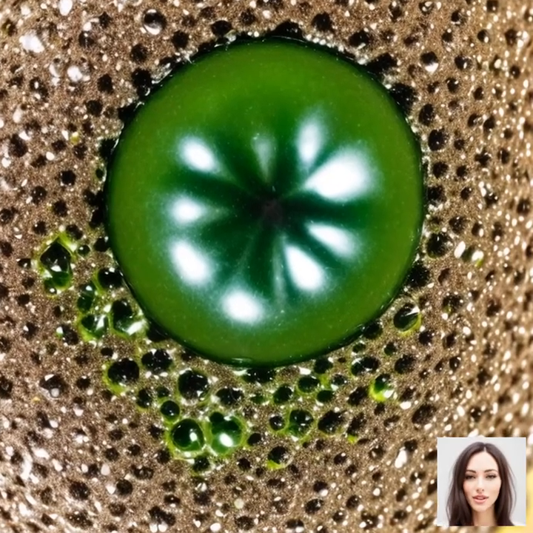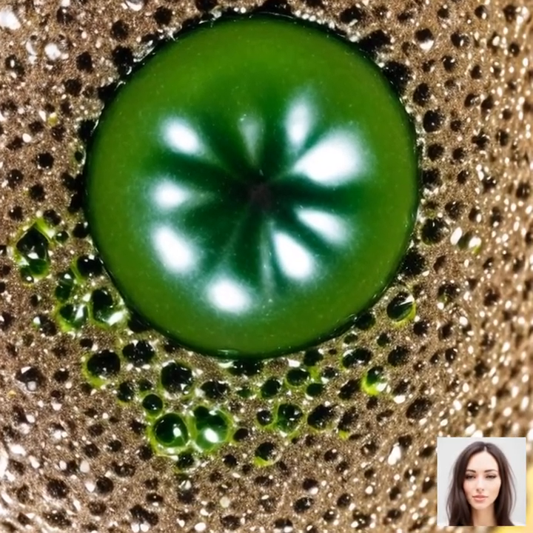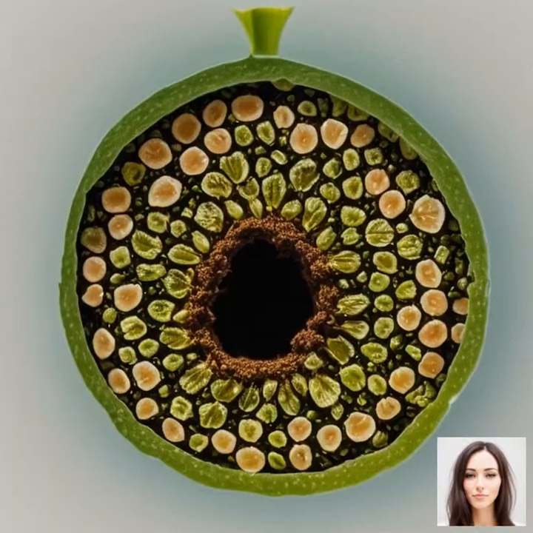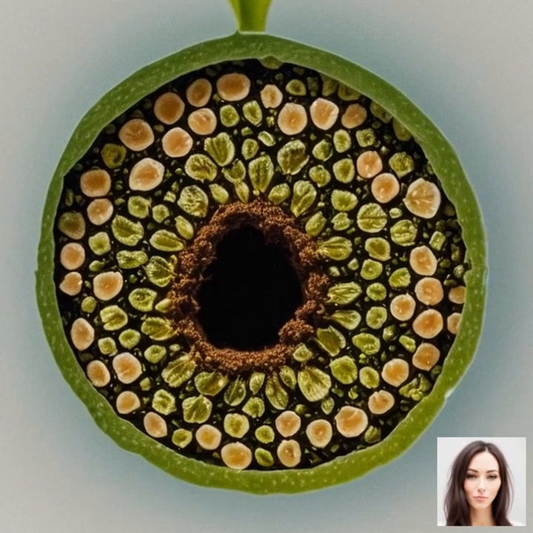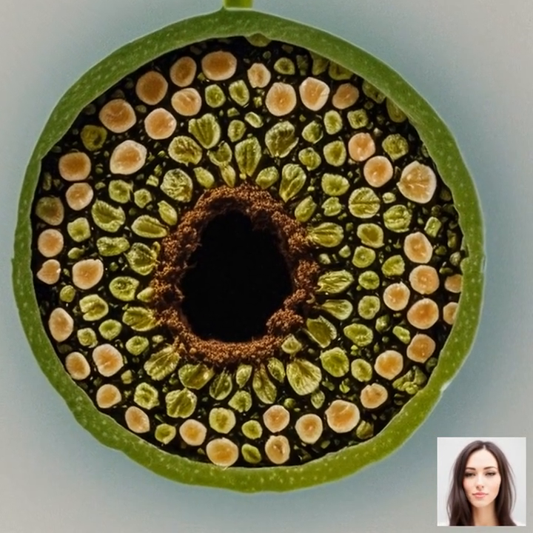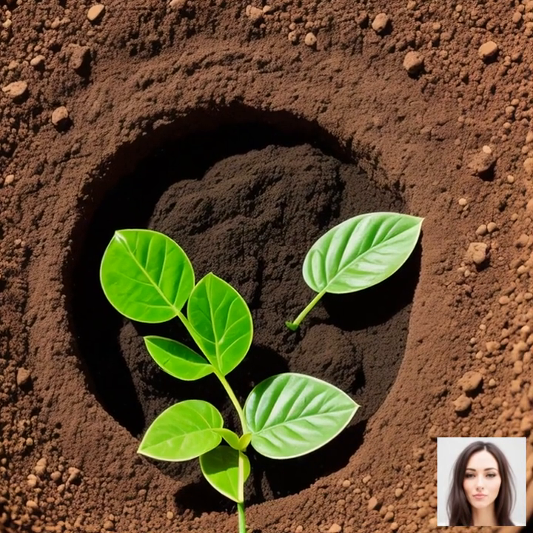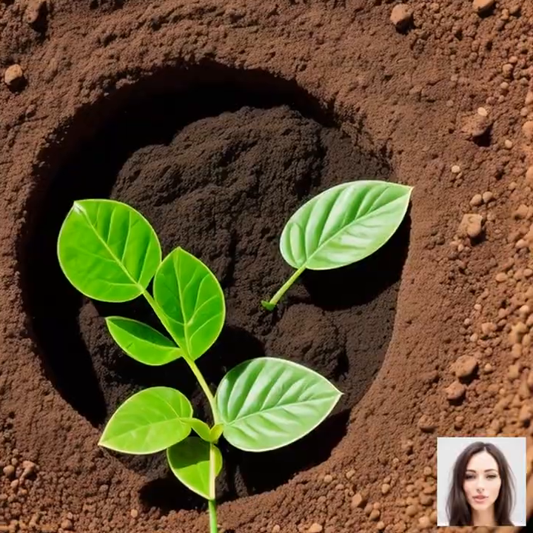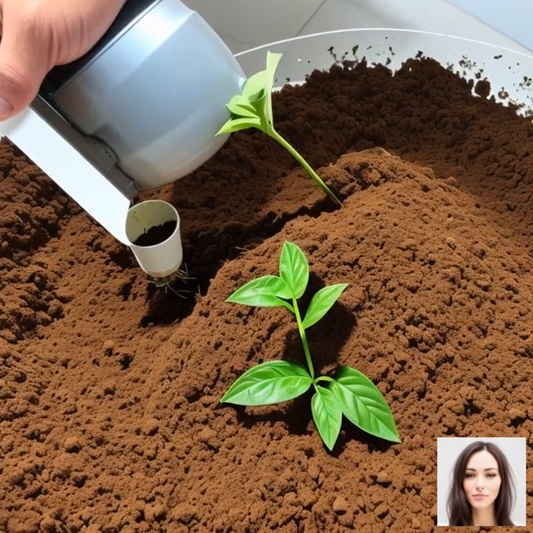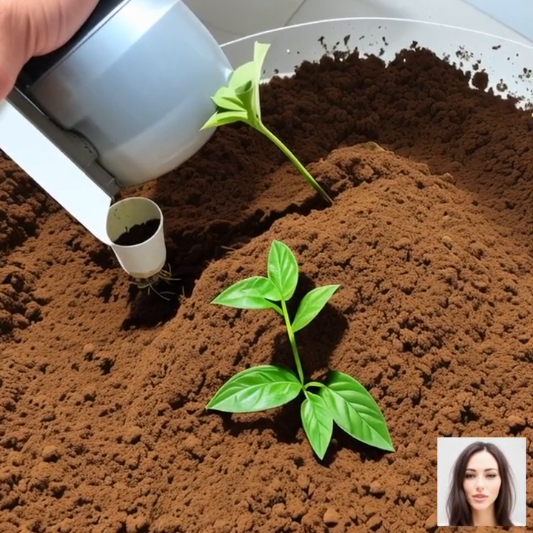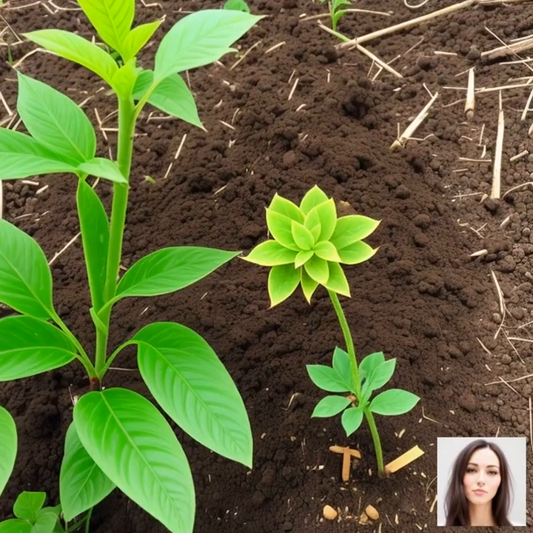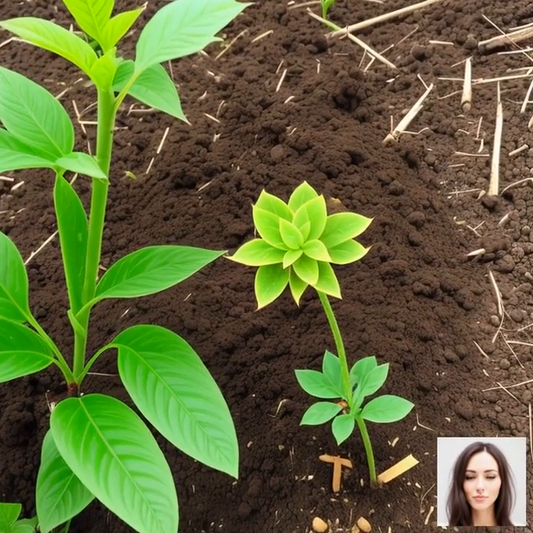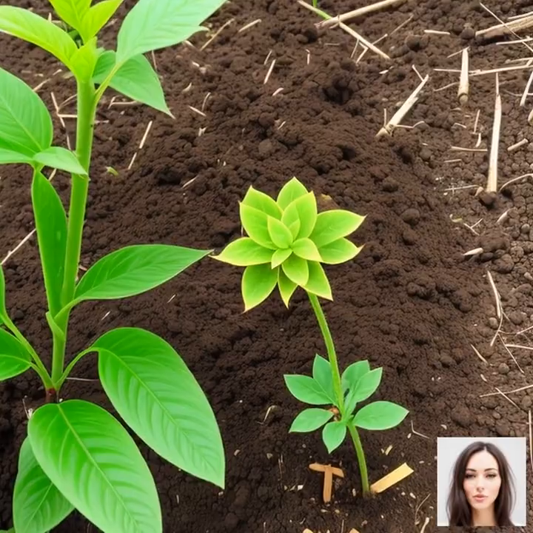All right, let's dive into our first topic, which is understanding germination. Germination is a crucial process in the plant's life cycle, as it marks the beginning of its growth journey. It all starts when a seed, which contains the embryo of a new plant, absorbs water and swells up. This absorption of water, also known as imbibition, is what kickstarts the germination process.